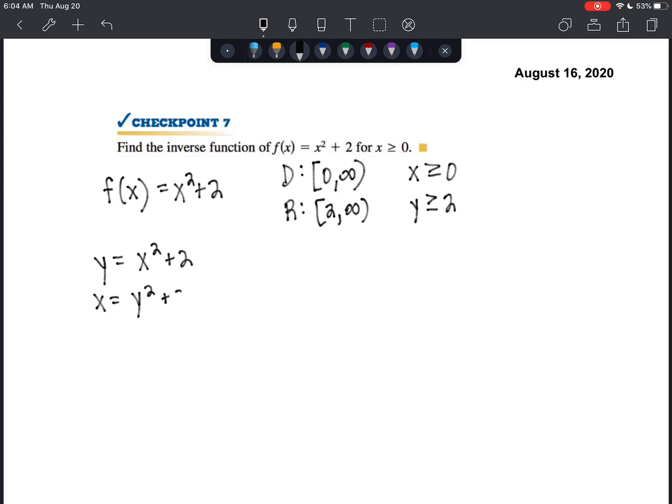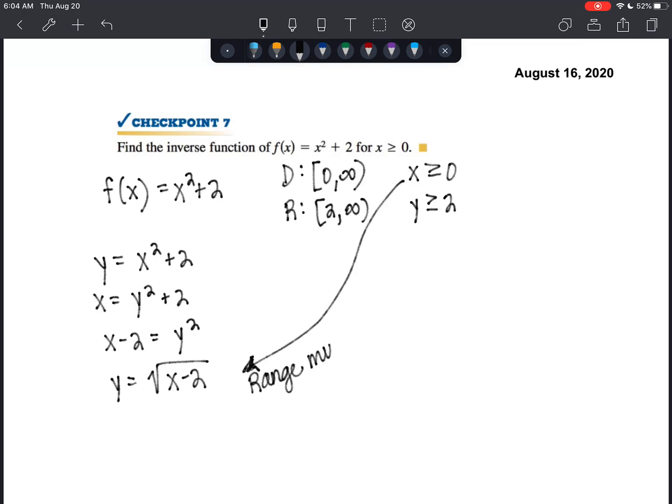x equals y squared plus 2. We're going to subtract 2 from both sides. And then we're going to square root both sides. So we have y equals the square root of x minus 2. I'm not going to put plus or minus because my outputs have to be positive. So my outputs, the domain is going to become the range, and the range becomes the domain. So your range must be 0 or greater.